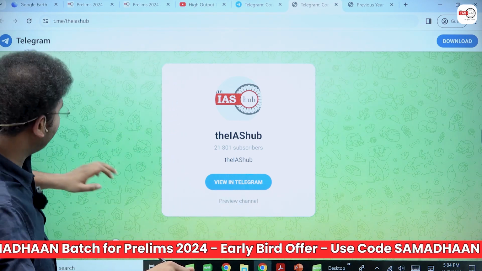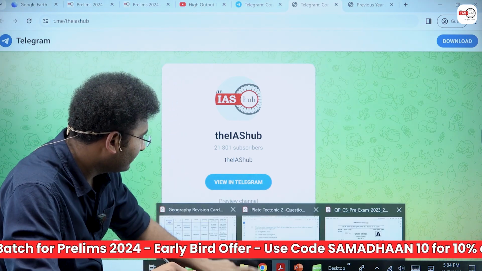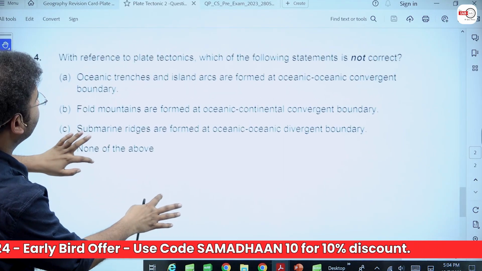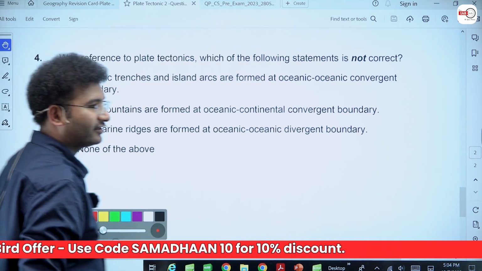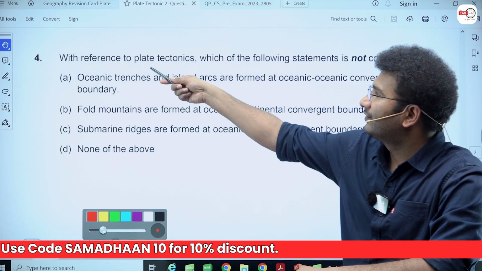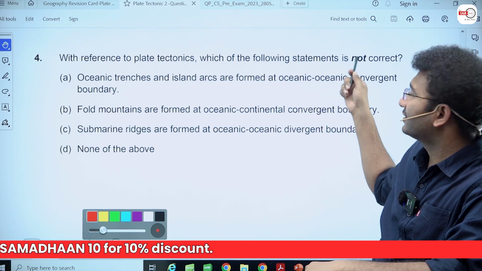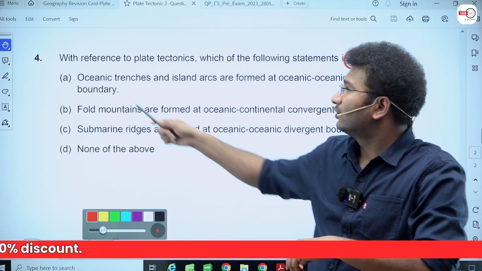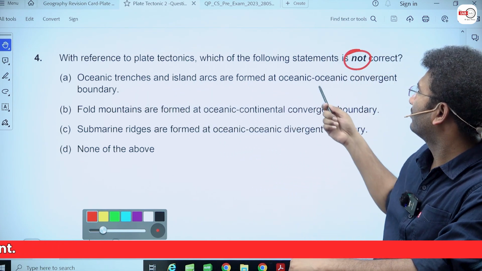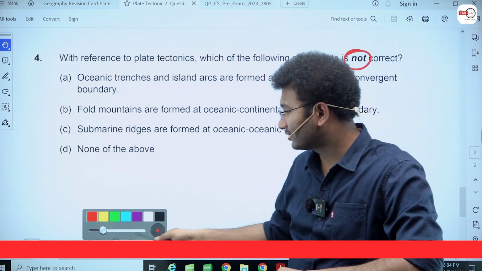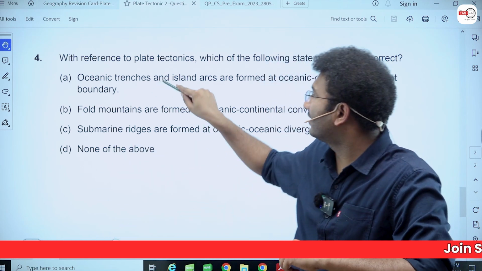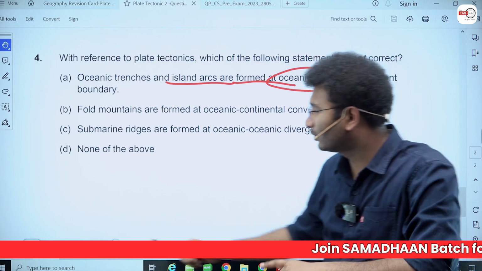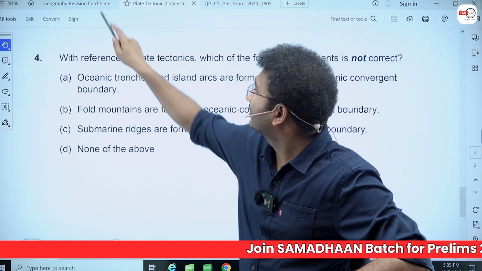Okay, come back and let us also try to solve this question. Now see, with reference to plate tectonics, which of the following statements is not correct? The question that is asked here is, oceanic trenches and island arcs are formed at ocean-ocean convergent boundary. So oceanic trenches and island arcs are formed at ocean-oceanic convergence boundary. Let us go and try to look in the revision card.